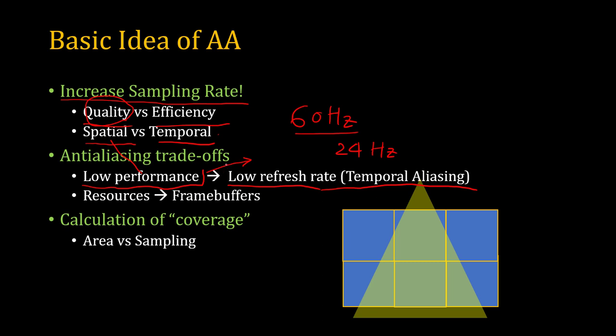Okay, so we need to choose the most efficient and most effective way of anti-aliasing. Also, if we turn on anti-aliasing, more resources are needed. For example, frame buffer memory is much bigger. Frame buffer memory is required to implement the anti-aliasing. Okay, so the basic idea of anti-aliasing is calculating the coverage.